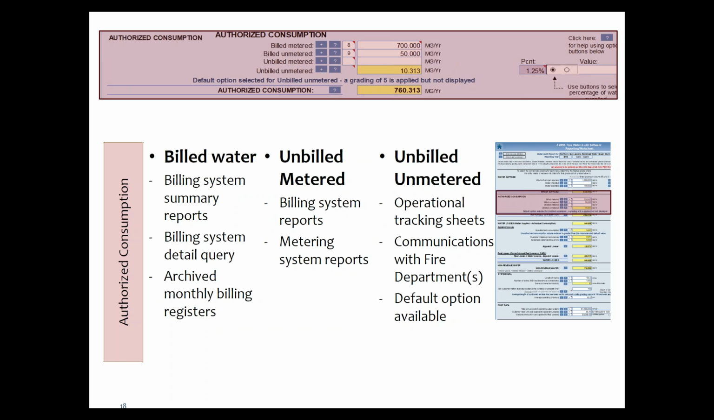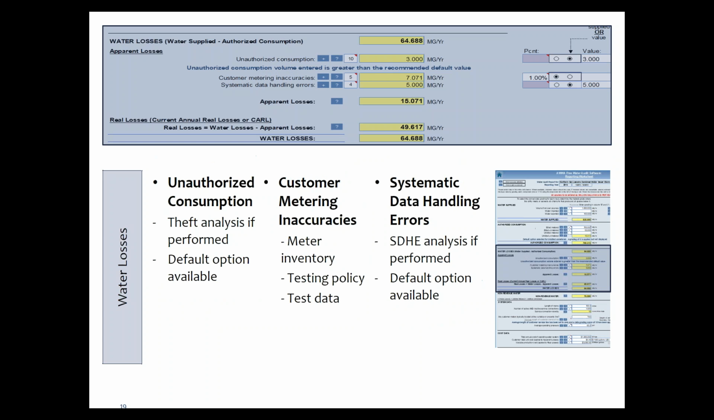So all of these inputs will bring you to the total volume of your authorized consumption. So moving over to our water losses. Again, our water losses is the difference between our water supplied volume and our authorized consumption, the two sections we just looked at. One thing that we noticed differently right off the bat here: all of the cells in this section are yellow. So these are inputs that are auto-calculated based on previous inputs in the water audit software.